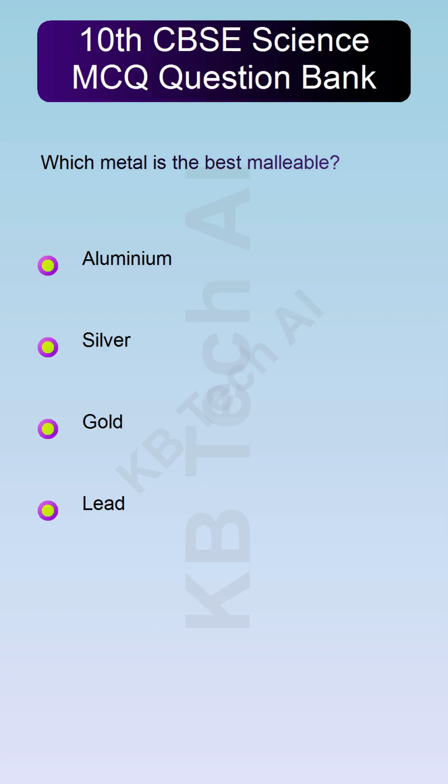Which metal is the best malleable? Option 1, aluminium, Option 2, silver, Option 3, gold, Option 4, lead. The answer is Option 3, gold.